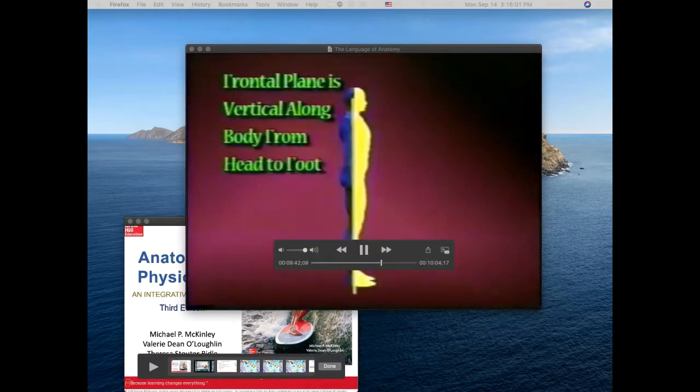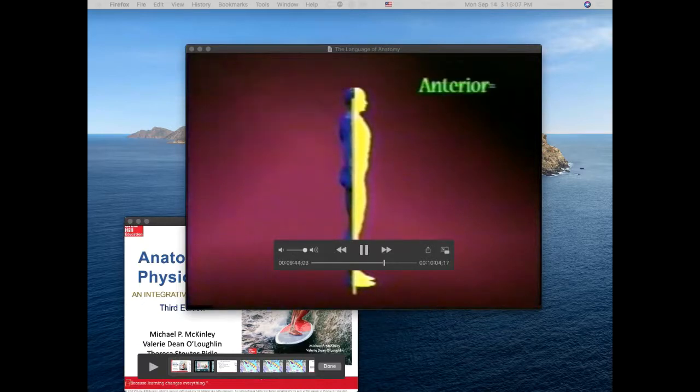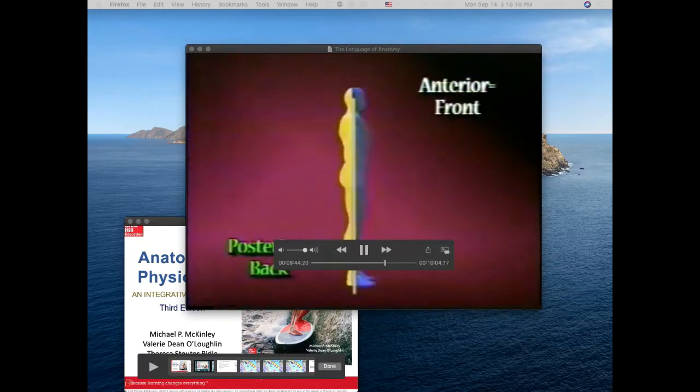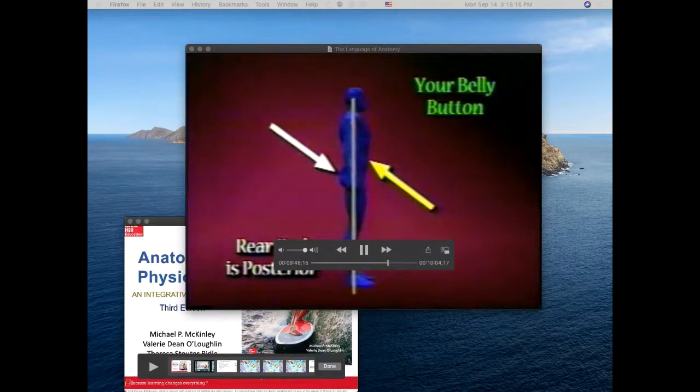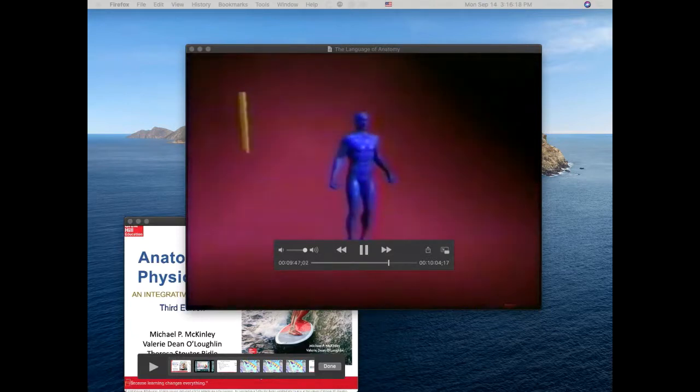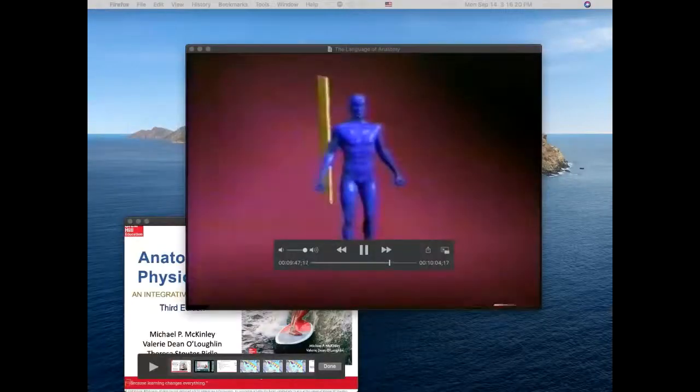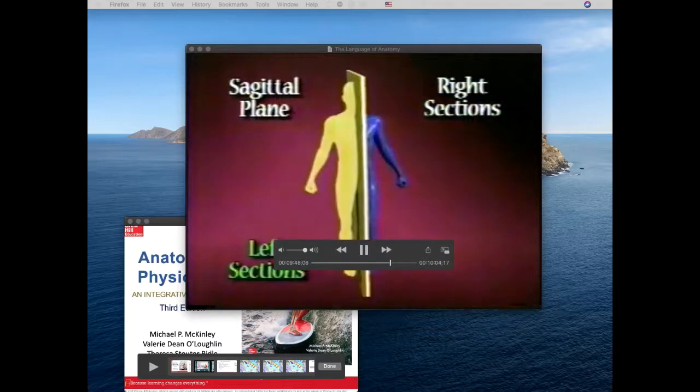The frontal plane lies vertically along the body from head to foot. This is the long axis of the body. The frontal plane cuts the body up into anterior and posterior parts. Anterior means front, and posterior means back. So your rear end is posterior to your belly button. And finally, the sagittal plane lies vertically, and it divides the body into right and left sections.